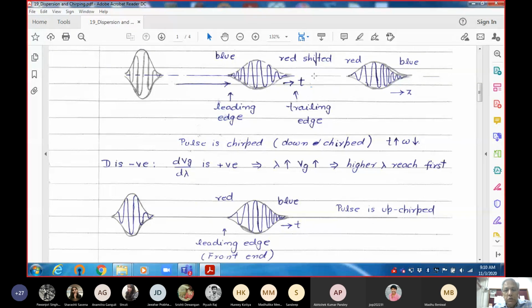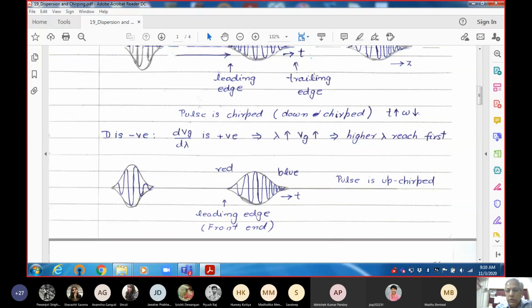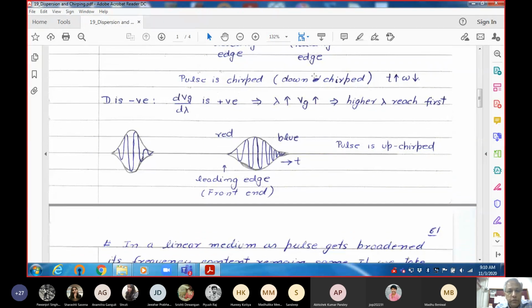But if you propagate this pulse in the same medium further, then it would again be chirped, but in the opposite direction, and it will also get broadened. And this actually has very important applications, I will discuss.